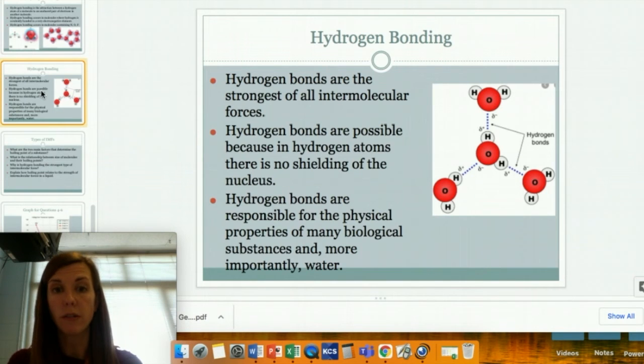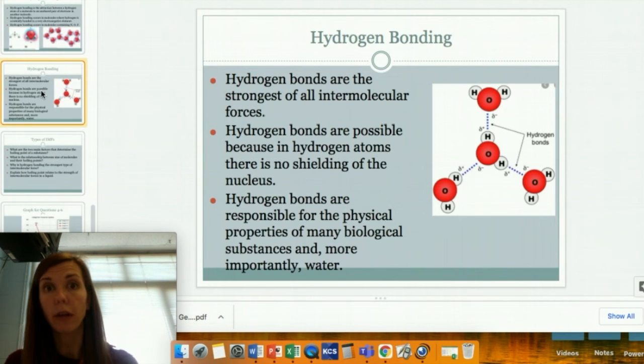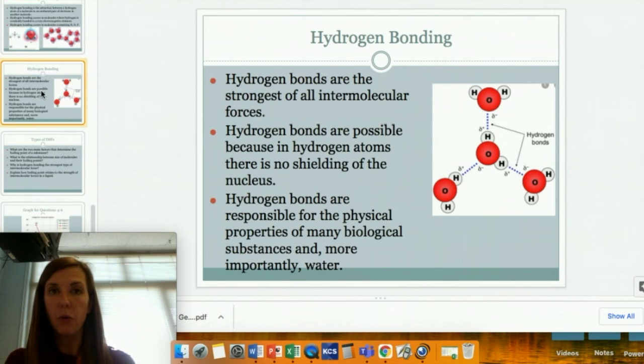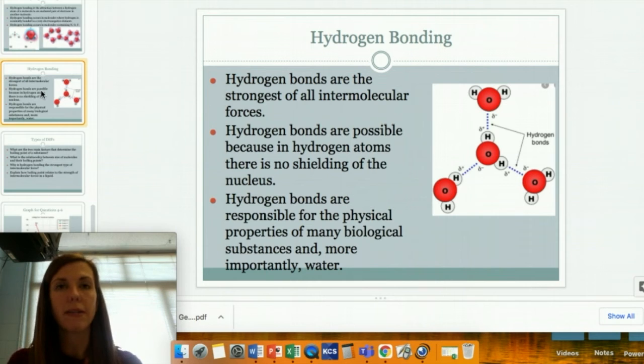This is our strongest of all intermolecular forces. Hydrogen bonds are possible because hydrogen atoms only have one energy ring. So when they make that bond with just those two electrons in its outer shell, and you have a highly electronegative atom that pulls it away, there's less shielding of the nucleus with other electrons, and you actually expose the nucleus, which makes that hydrogen even more positive than a different atom would have.